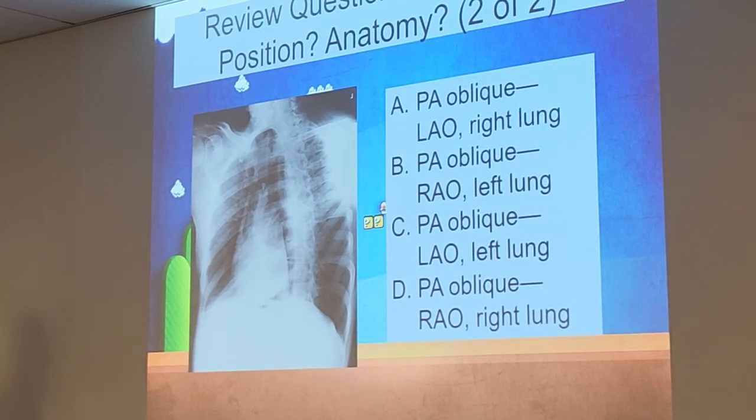Does that make sense? So I said, make yourself a little chart, guys, of what side's down, what side's marked, and which lung is elongated. You'll see questions like this on your test. Question? How do you know which side is down? By which side is marked. The marker indicates which side is touching the IR. You also have to know which lung is being elongated to determine if it's an AP oblique or a PA oblique.